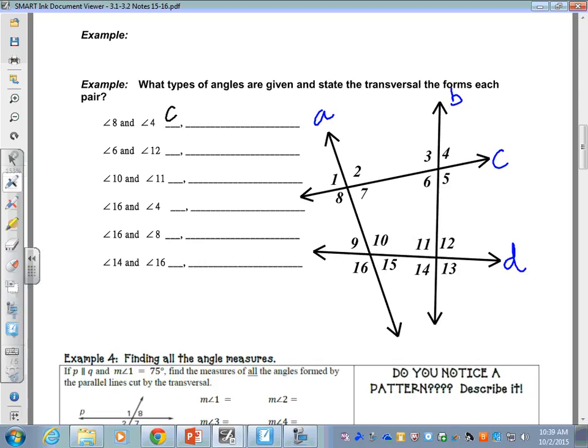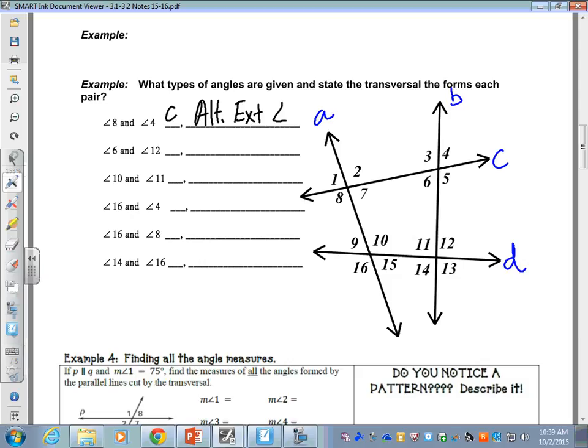Then what's the relationship with the transversal and A and B? What type? We're going to abbreviate: alternate, ALT, EXT, and then the symbol for angle. They are alternate exterior, because C is the transversal, and they alternate, and they're both outside A and B. Angle 8, 4. So those 10 and 11 are all interior? Yeah, they're all interior.